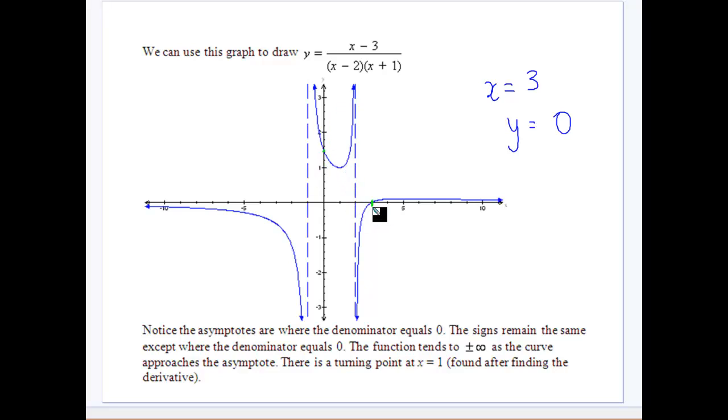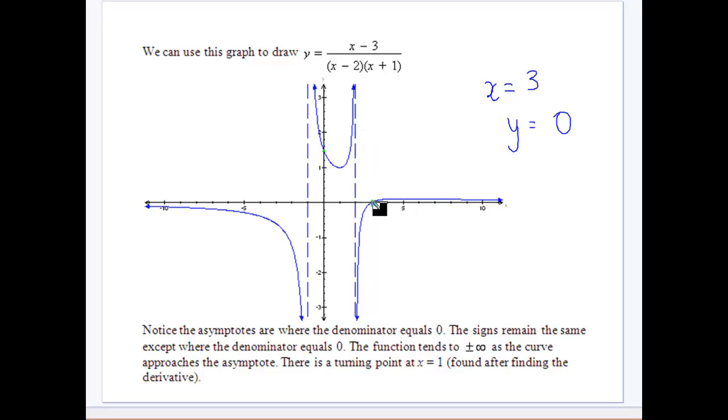There is a turning point at x is equal to 1, and you can find that after differentiating. So you'd have to differentiate that to do that. Now that's not pleasant to do, so I haven't done it here, but that's how you would get that turning point at x is equal to 1.